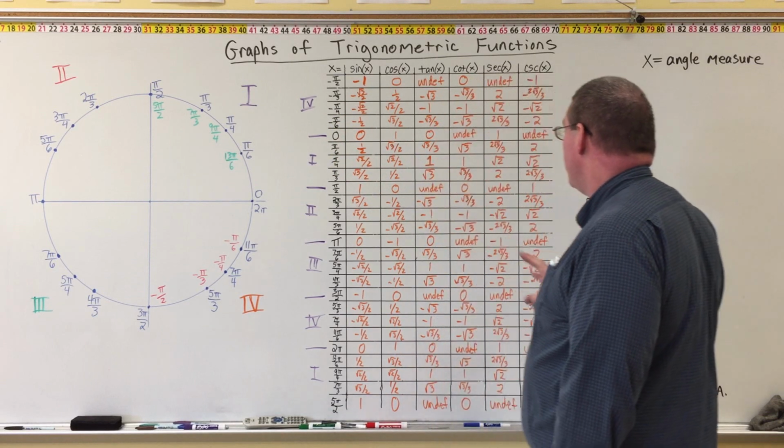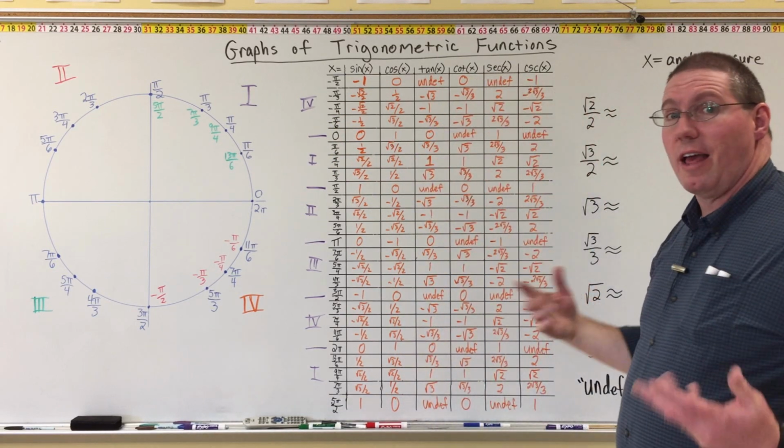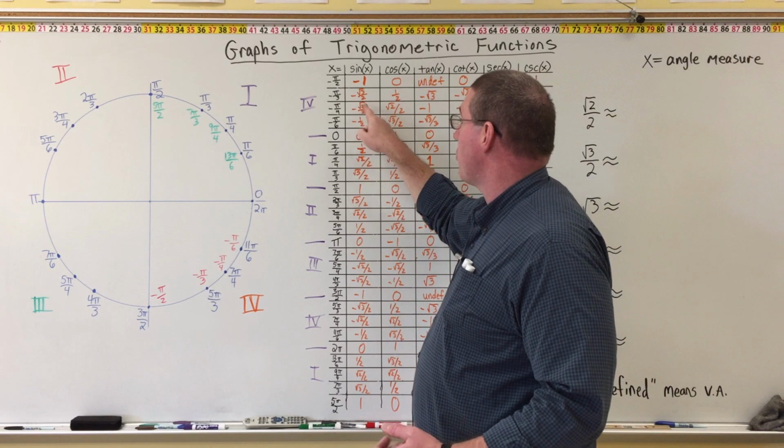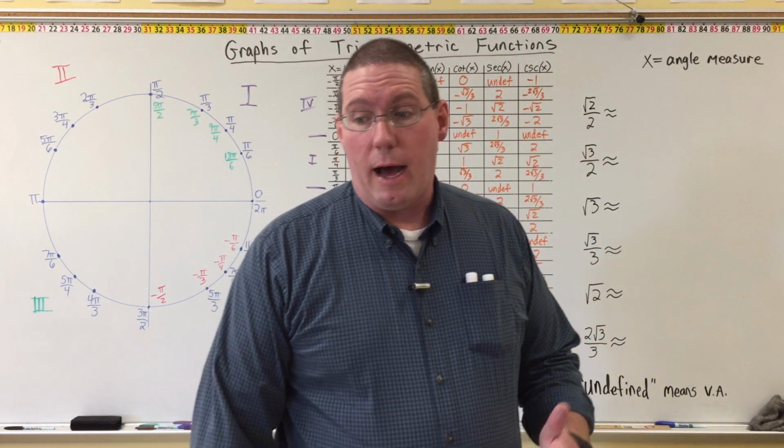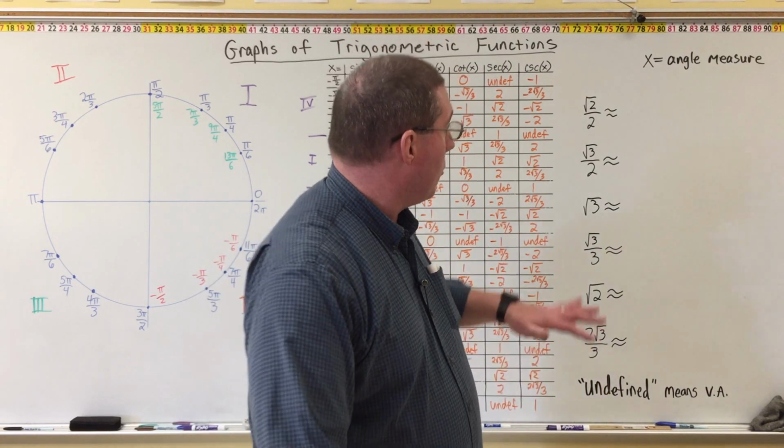Now what I'd like to do, before we do that, because in Desmos, instead of showing negative square root of 2 over 2, it's going to show a decimal, is go ahead and write out decimals. Do you see all these numbers here?